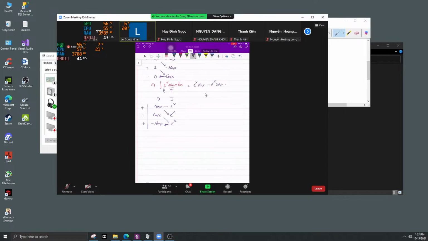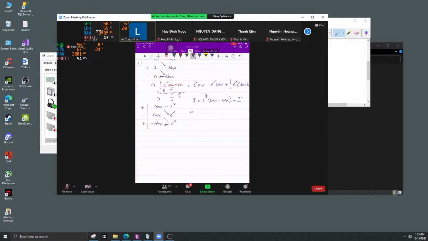Okay, minus, plus the negative of the integral of e to the x times sine x dx. Okay, so if I denote the original integral by I, then I can write out I equals e to the x times sine x minus cosine x, minus I. Okay, negative I.